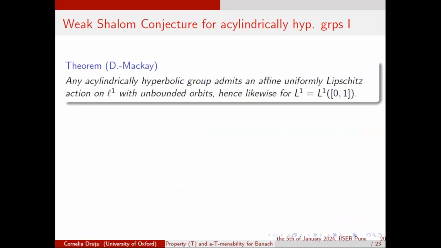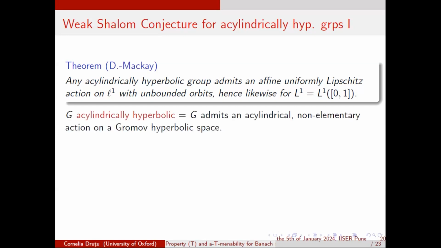Now, if we look at the other end, the proper actions, and in particular the Shalom conjecture, there are a few things that can be said. First of all, there is a version of the weak Shalom conjecture for acylindrically hyperbolic groups. We proved this with John Mackay. We proved that every acylindrically hyperbolic group does have an affine action with uniformly bounded linear part on L1, either small L1 or large L1.